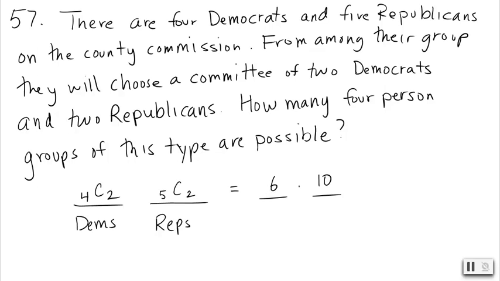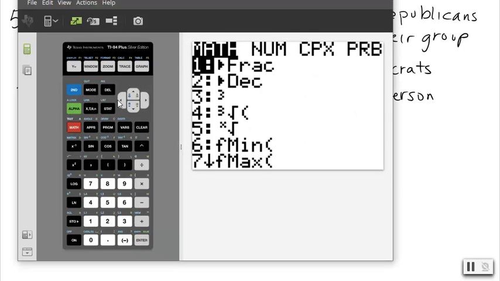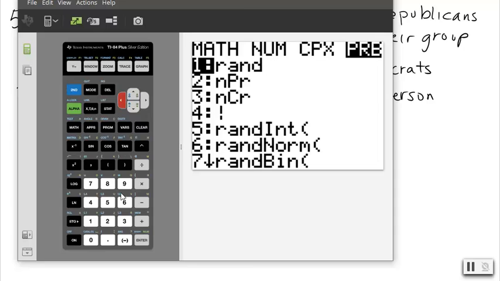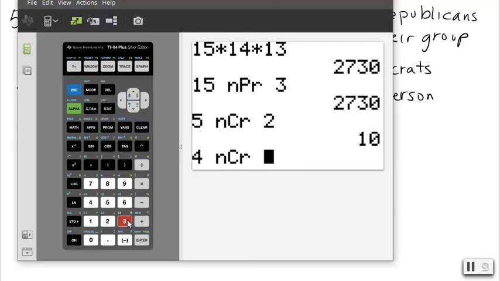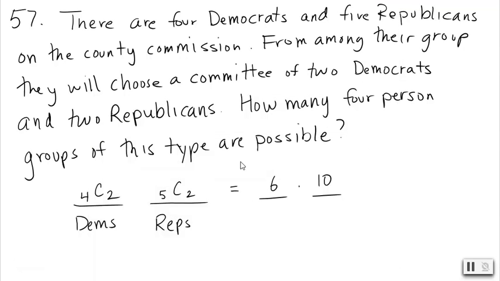So I go to the calculator with this. 4, math, scroll to probability, combination, because the order in which we select people for a committee doesn't matter. And that really is 6. 6 times 10 is 60. And so there are 60 possible committees that have 2 Democrats and 2 Republicans.